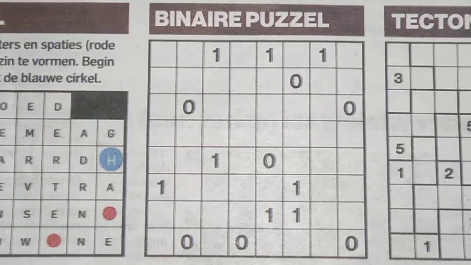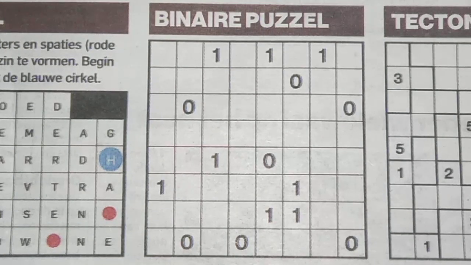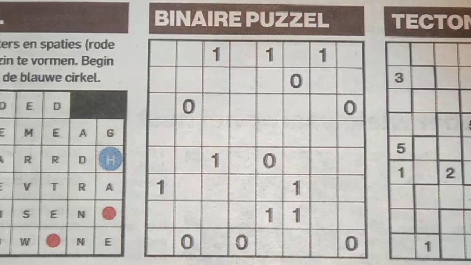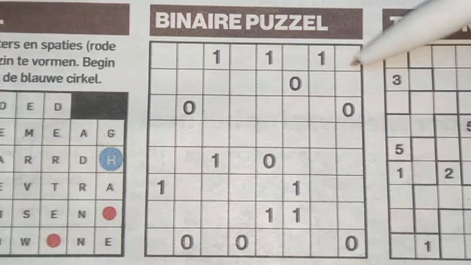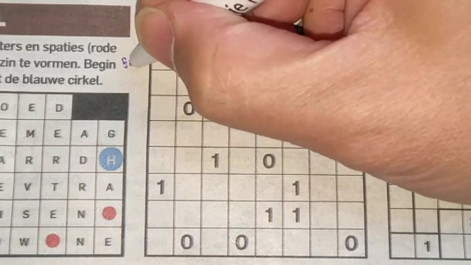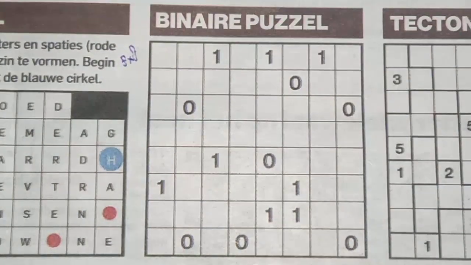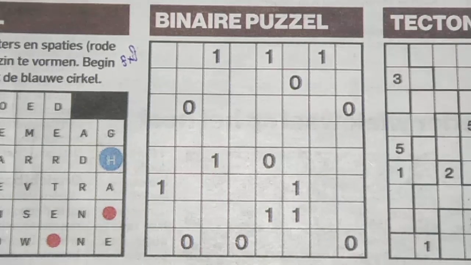This fifth puzzle is a binary puzzle. Let's see what kind of binary puzzle this is. 1, 2, 3, 4, 5, 6, 7, 8. It's an 8 by 8 binary puzzle. So that means four ones and four O's in a row or in a column.